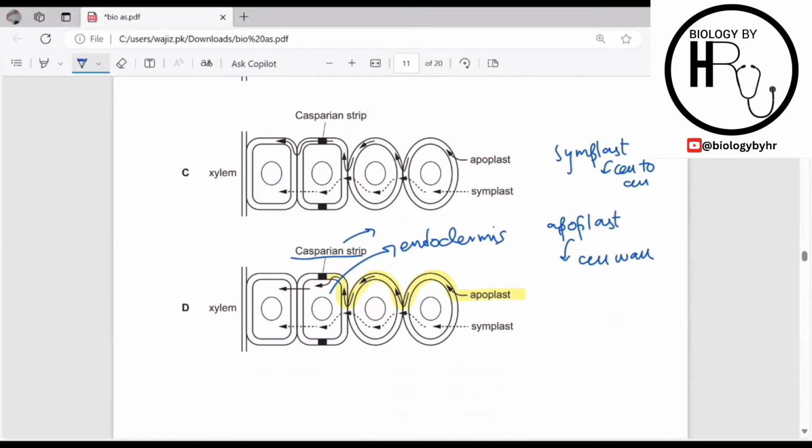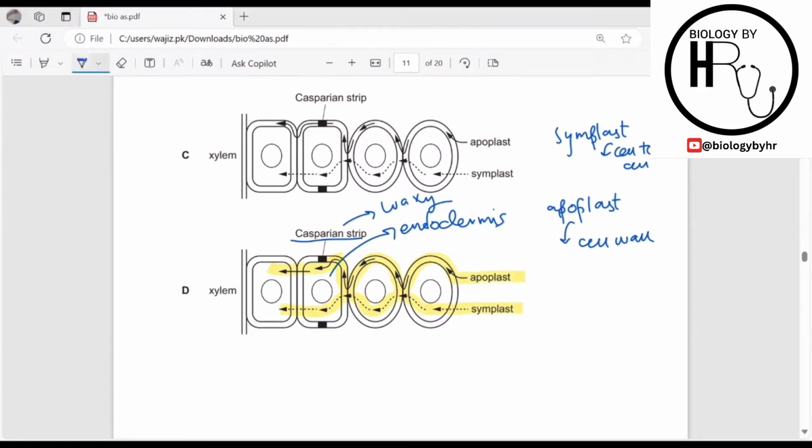This is a waxy strip. What does this do? It stops the passage of water via the apoplast pathway. So the water has to change its direction and enter the endodermis cell via the symplast pathway. From here, now the water is traveling via the symplast pathway, in which the water travels cell to cell through the cell surface membranes and the cytoplasm as well. So hence the answer to this question is option D.